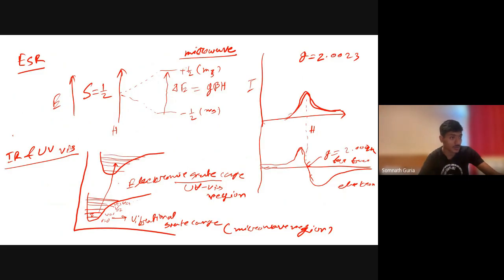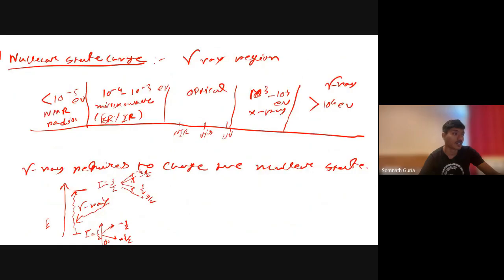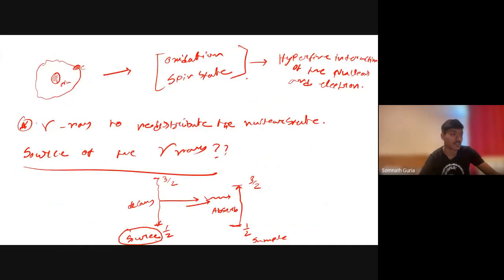Then we came to EPR. Why in EPR we need microwaves; for vibrational transitions, that is IR. For electronic state changes we need UV region light, and depending on the energy we divided the spectroscopies. X-rays are used around 10 to the 3 to 10 to the 4 electron volt energies, and gamma ray is required for Mossbauer spectroscopy. So for Mossbauer spectroscopy we need the gamma ray.